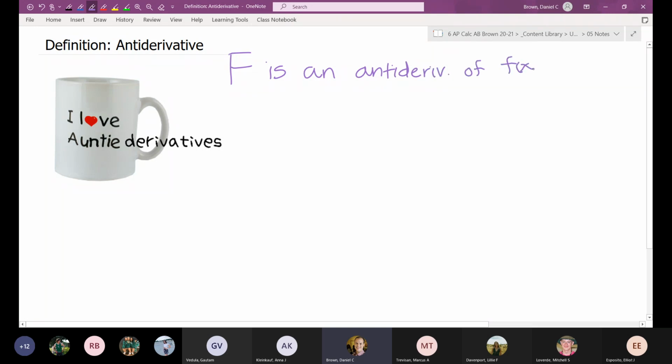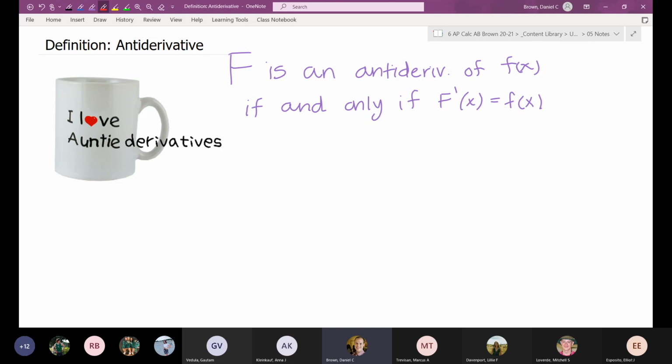of lowercase f of x if and only if F prime of x, and that's the capital one, is equal to f of x. So what does all that mean? That's a lot of f's in there, capital letters, lowercase letters.